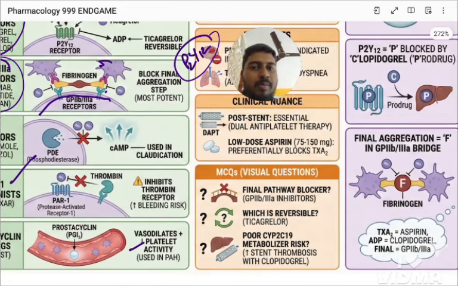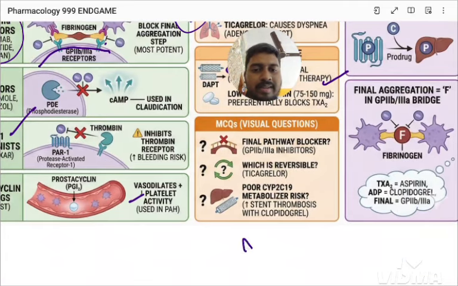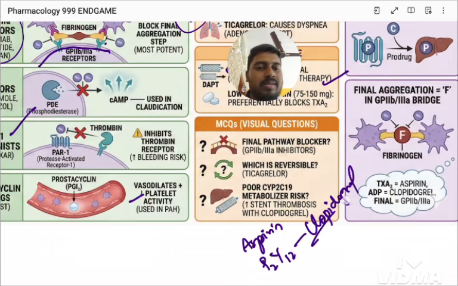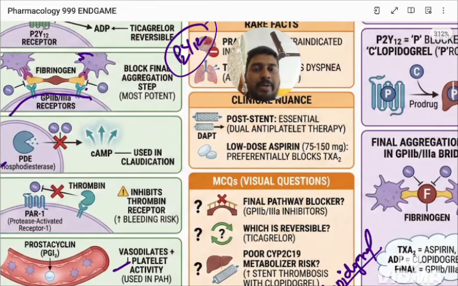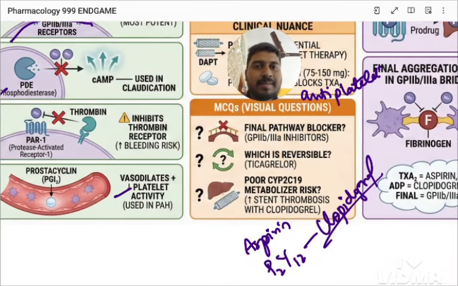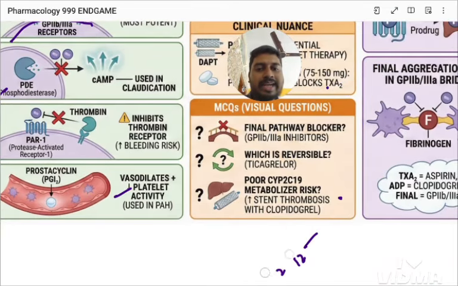Now, post-stent, dual antiplatelet therapy is very useful. The most common combination that we use is aspirin, that is a COX inhibitor, and second, a P2Y12 inhibitor. Mostly we'll use clopidogrel, okay. So this clopidogrel and aspirin combination is used post-stent in MI to prevent any risk of clotting, okay. Next, low dose aspirin. Actually, aspirin has very differential dosing. Low dose is preferable for antiplatelet action, and higher dose we use for inflammatory action, okay. So aspirin low dose is antiplatelet, higher dose we'll use for anti-inflammatory purposes.